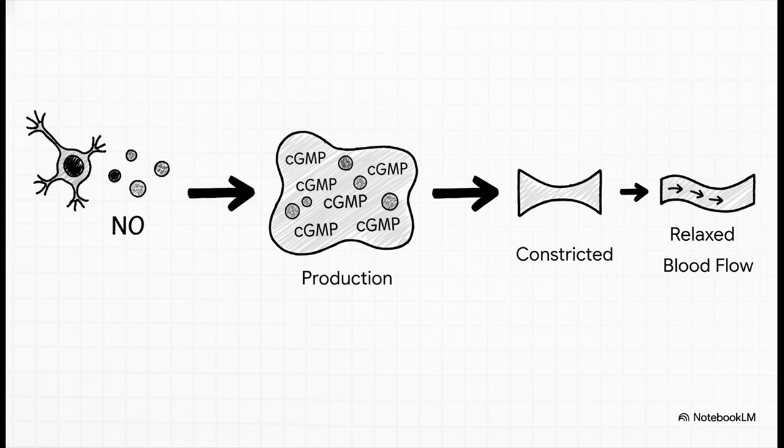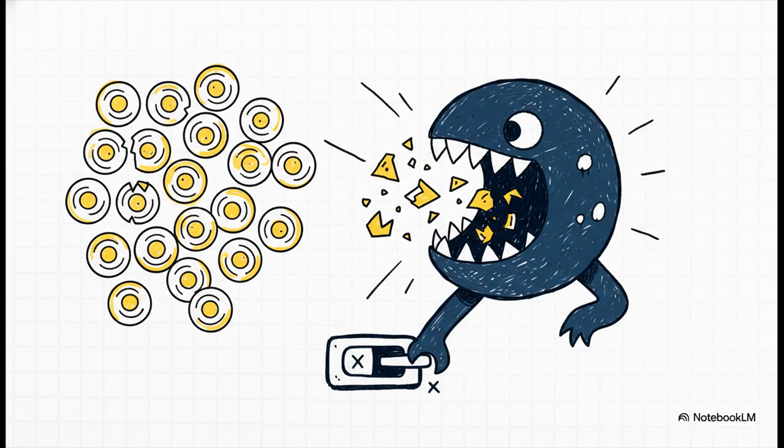But the body always needs a balance, so it has a natural off switch for this process. There's an enzyme called phosphodiesterase type 5, or PDE5, and its only job is to break down our hero, cGMP. Once cGMP is gone, the erection subsides.